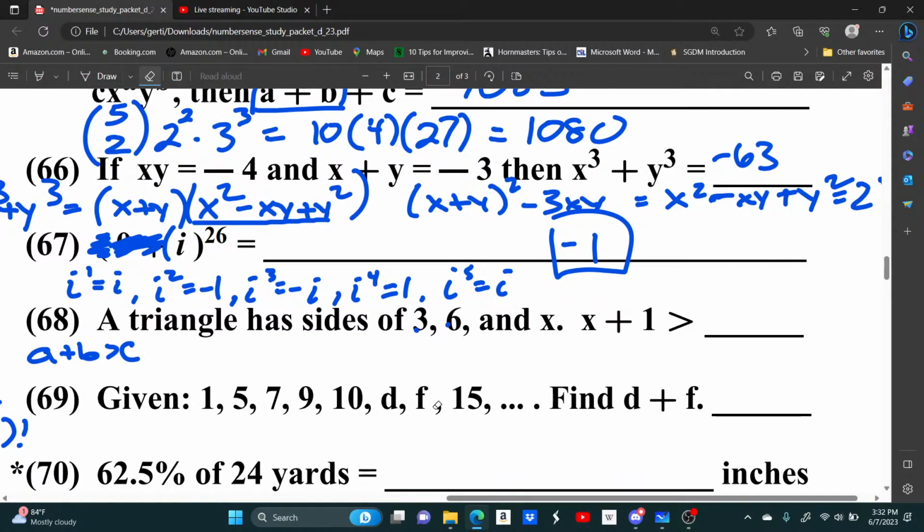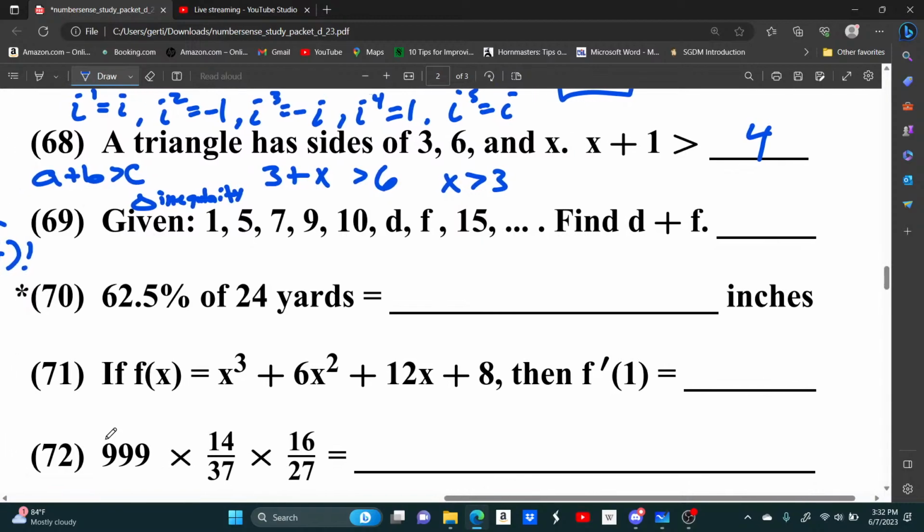We want x on this side of the greater than sign. Okay, so I'll say 3 plus x has to be greater than 6. This is called the triangle inequality, by the way, if you want to look this up. There's actually a lot of really cool applications of this inequality. But you get 3 plus x is greater than 6, so x has to be greater than 3. And so then x plus 1 would have to be greater than 4.